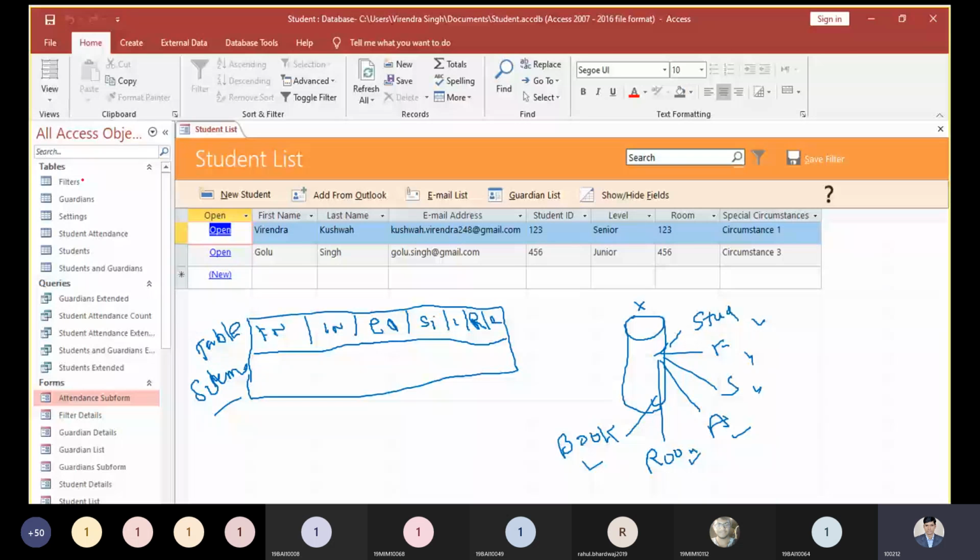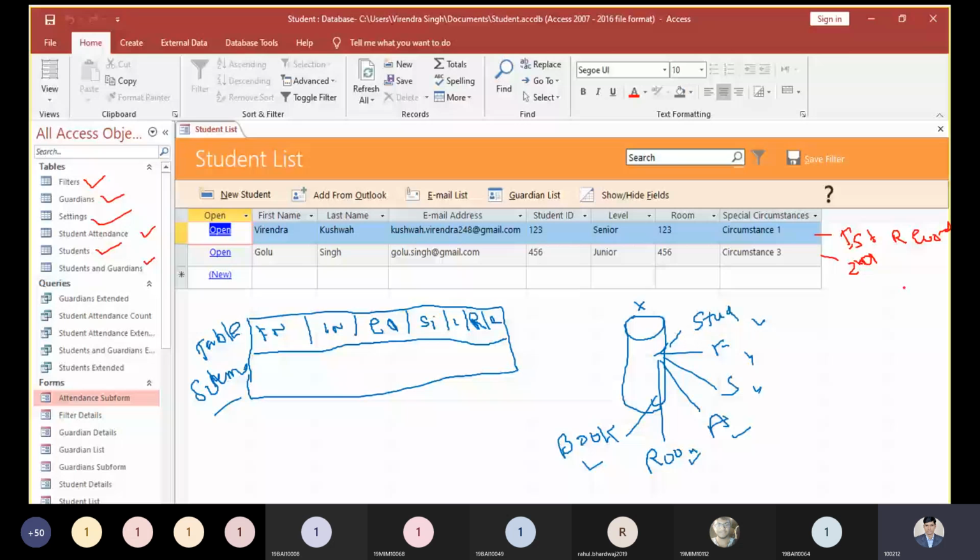You can see we have the filter table, guardian table, setting table, student attendance table, student guardian table. So in this database we have a number of tables. So database is the collection of tables. Now in this table, this is our first record. This is my second record of the student table.